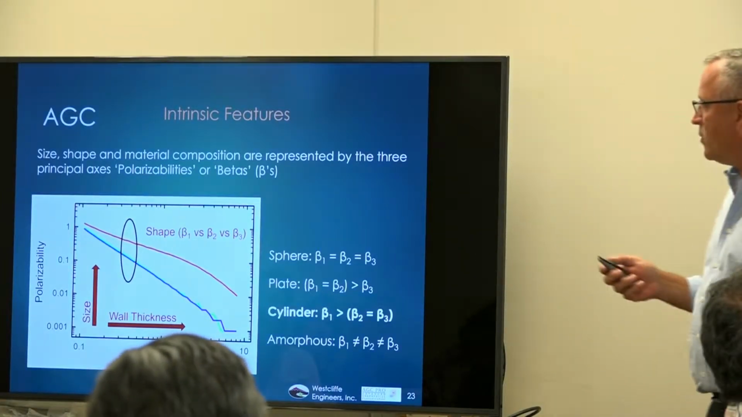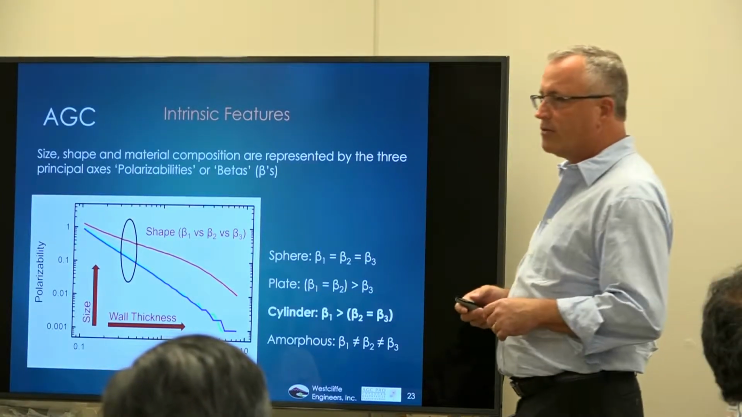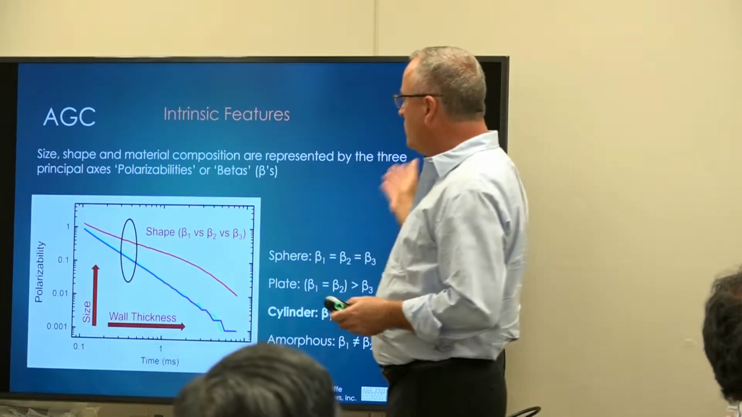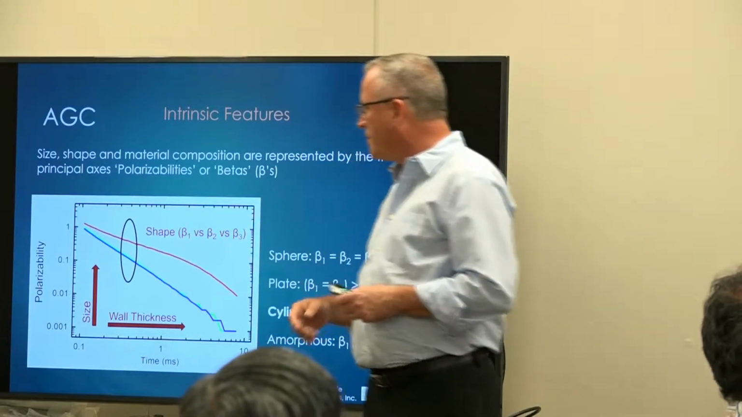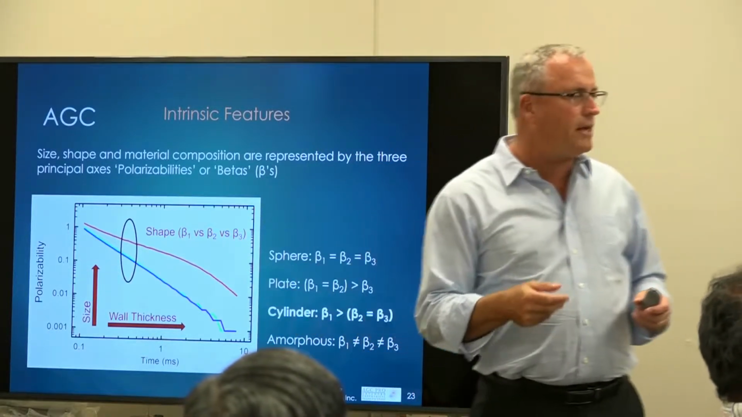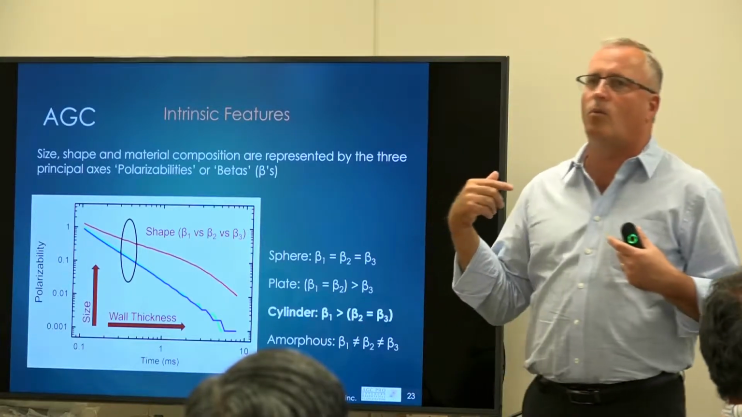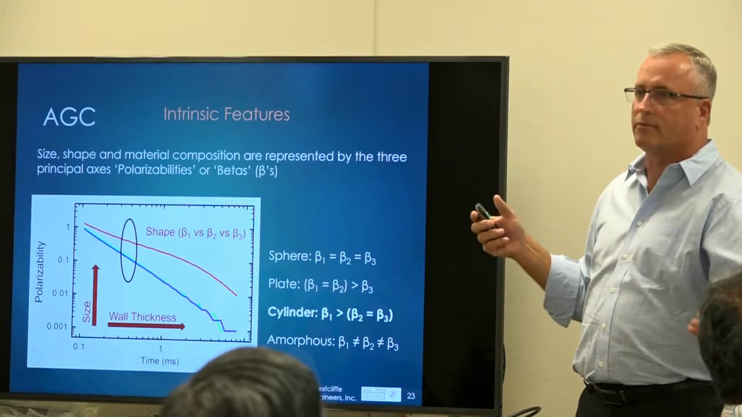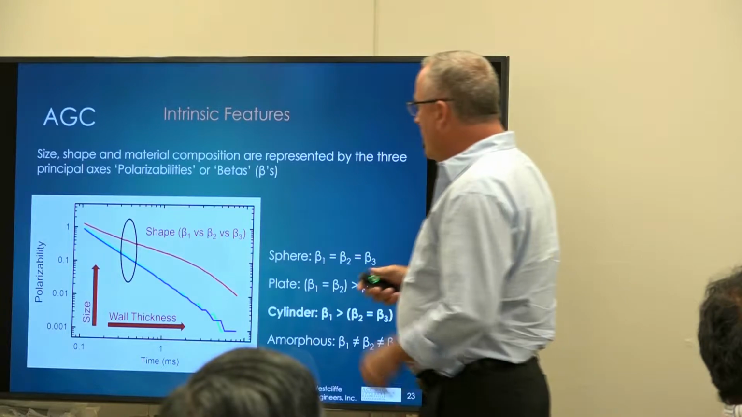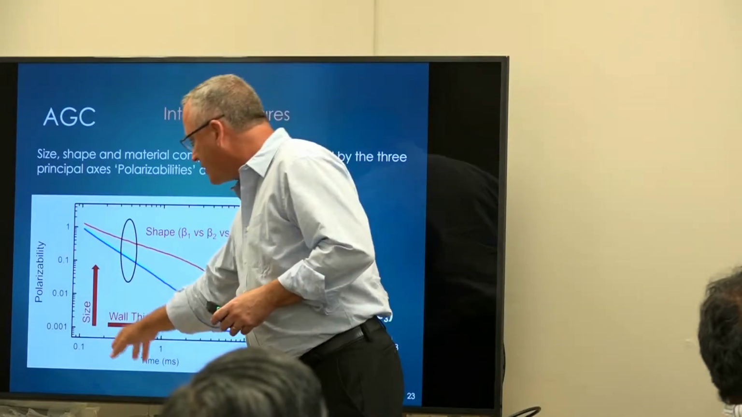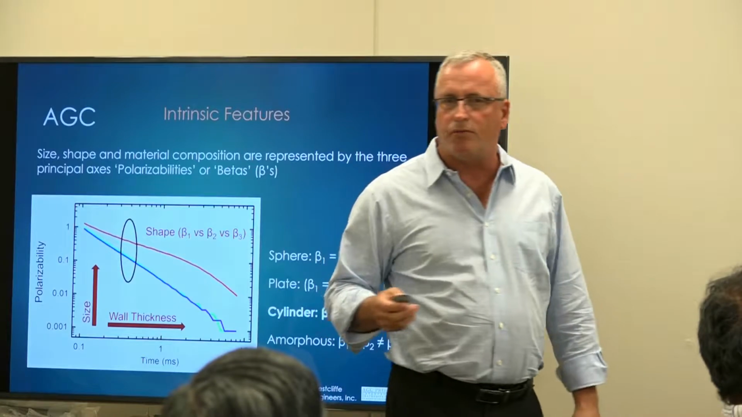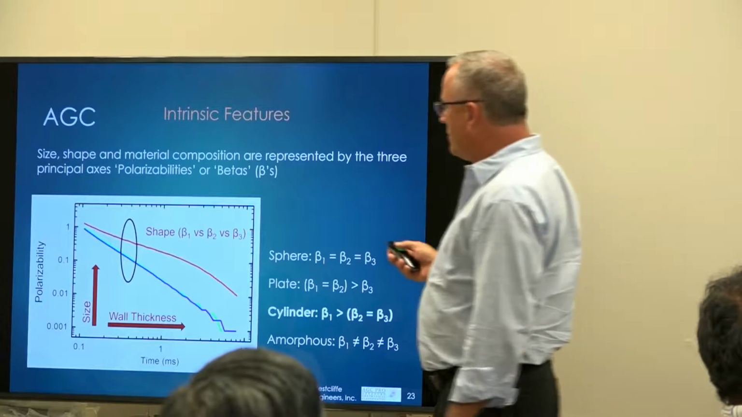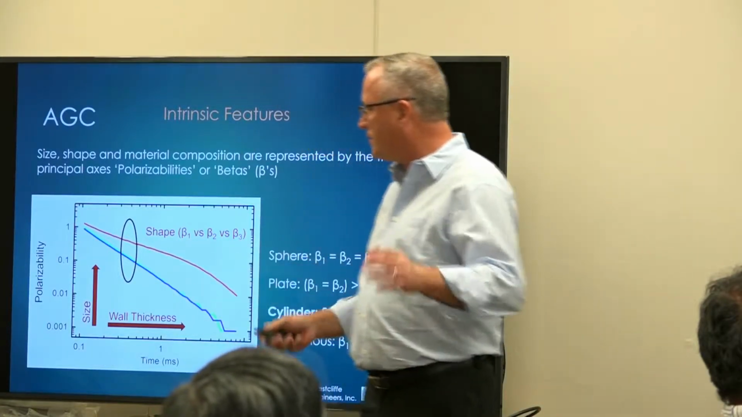Okay, how does AGC work? We talked about intrinsic features and extrinsic features. Extrinsic features are easy, you know, position and orientation. For the intrinsic features, they use what are called polarizabilities, the principal axis polarizabilities, and it's really a measure of how well the object will accept, or be polarized by, the field, the primary field. And you'll find this interesting, we have the same kind of graph for the polarizabilities as we do for the actual measurements. Understand they're two different things. These are the intrinsic features, and I'll show you the difference in the following slide.